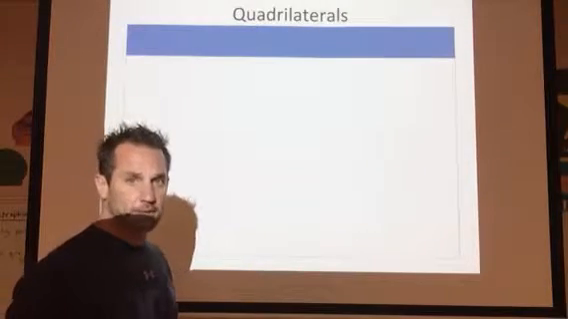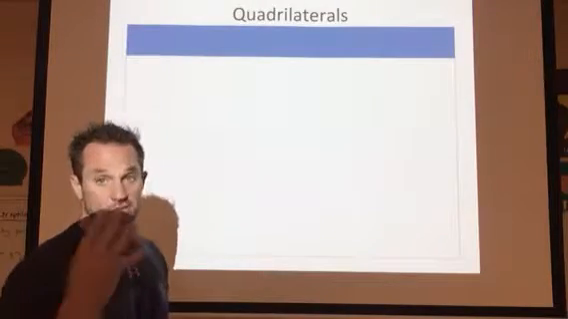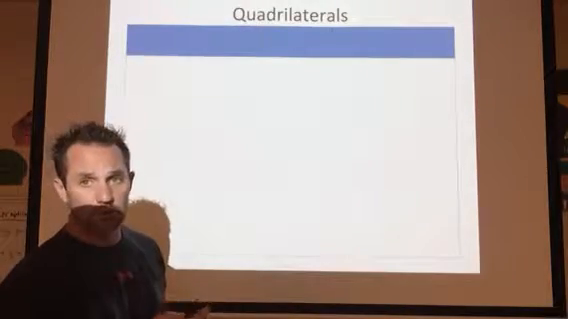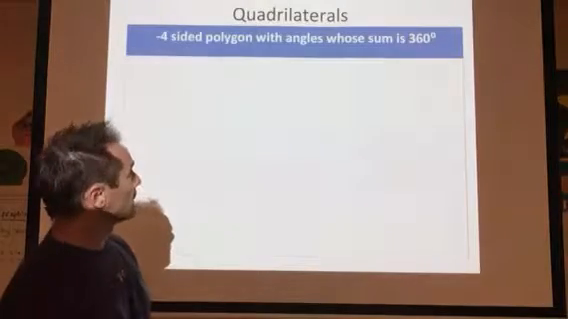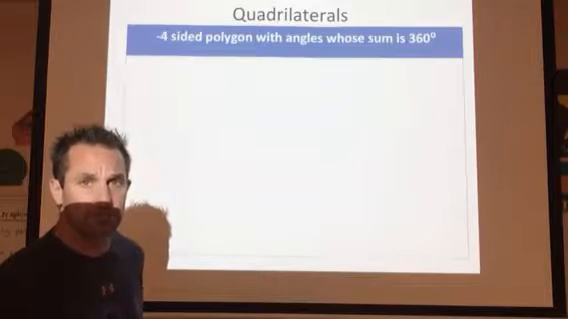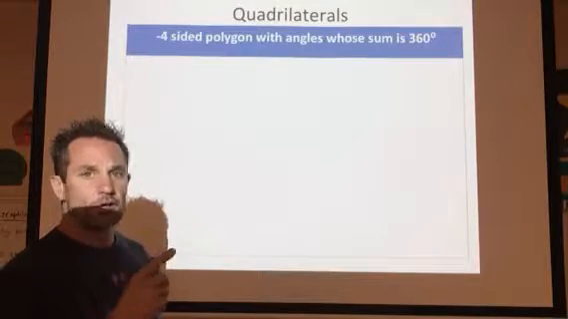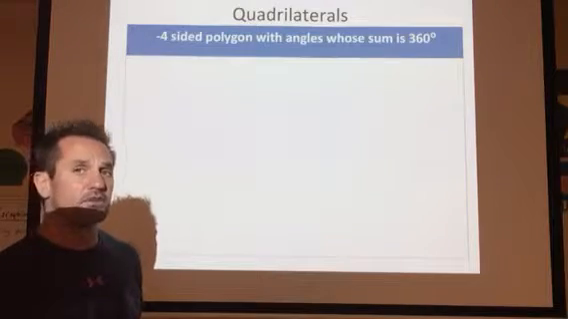What is a quadrilateral? Quadrilateral, quad with the prefix of quad, means four. So a quadrilateral is a four-sided polygon with angles whose sum is 360 degrees. Okay, a four-sided polygon with angles whose sum is 360 degrees.